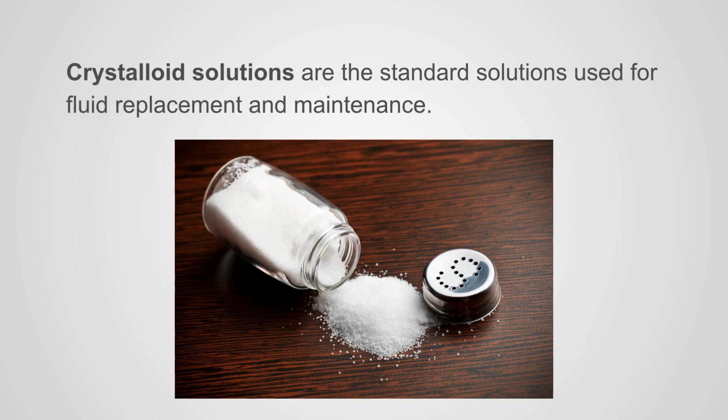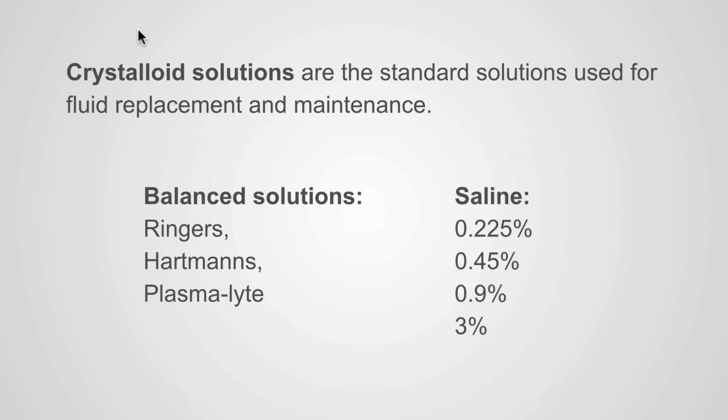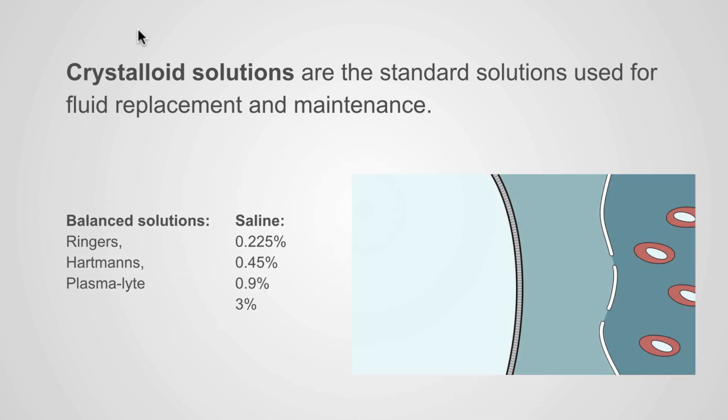Crystalloids are the standard solutions used for fluid replacement and maintenance. Crystalloid solutions can either be balanced solutions or saline. Balanced solutions are attempts to recreate the plasma concentration of all the essential electrolytes, while saline is just a mixture of sodium and chloride and water. Saline comes in various concentrations, from quarter normal saline, 0.225 saline, all the way up to hypertonic solutions like 3%. The most isotonic is normal saline, or 0.9%. Crystalloid solutions are locked into the extracellular compartment.